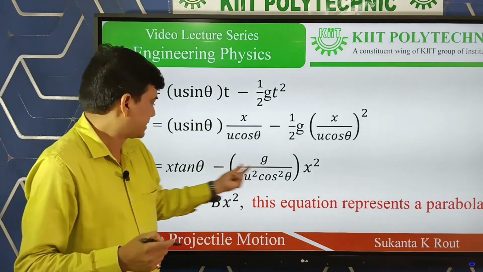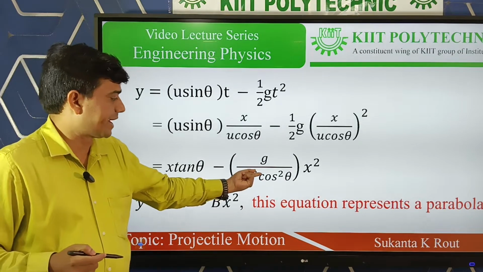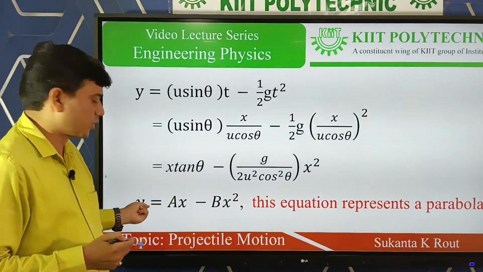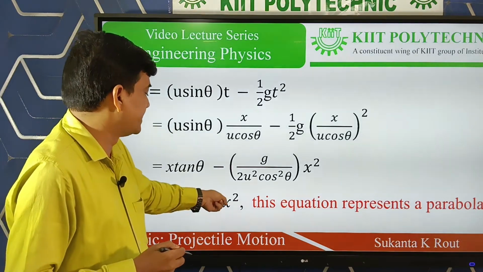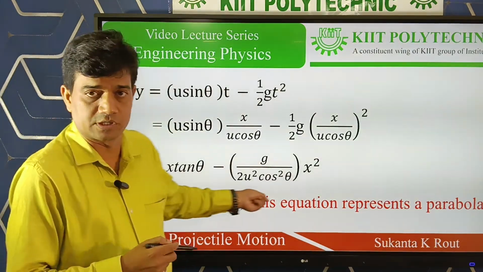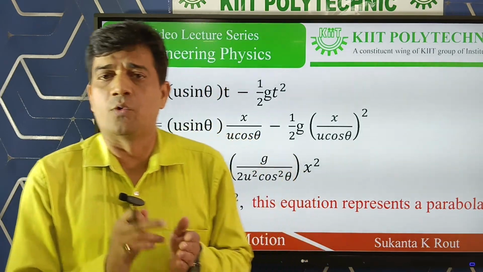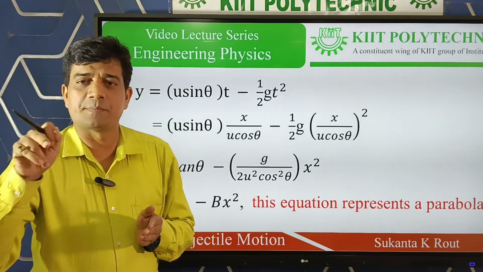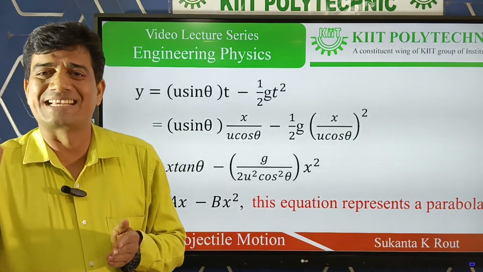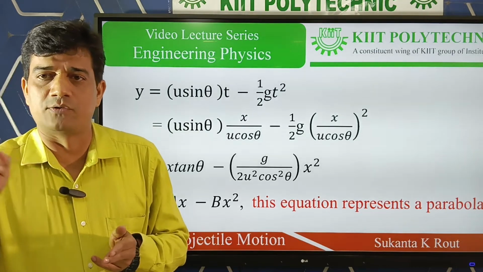If you write tan theta as a and g by 2 u square cos square theta as b, then you can see the vertical distance y equal to ax minus bx square. So that is an interesting equation, dear students. You know the equation of a straight line, y equal to mx plus c, so y is proportional to x. But in the case of a parabola, y is proportional to x square, like y square equal to 4ax, or you can say x square equal to 4ay.